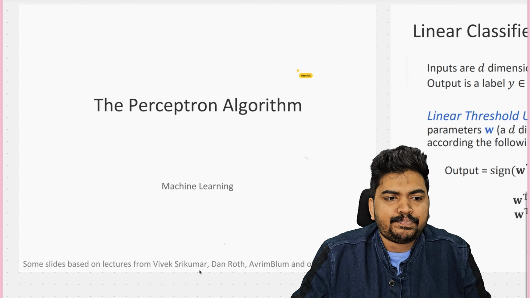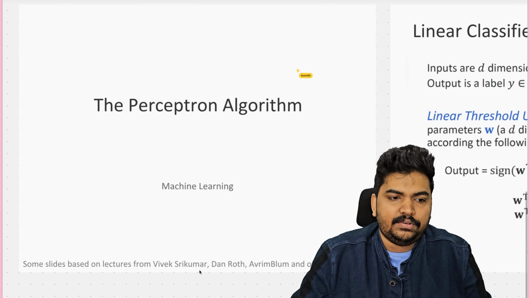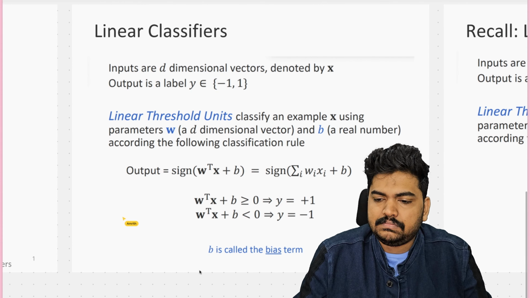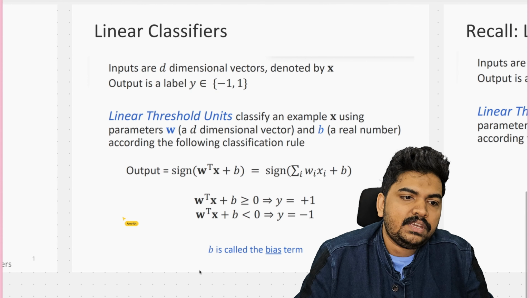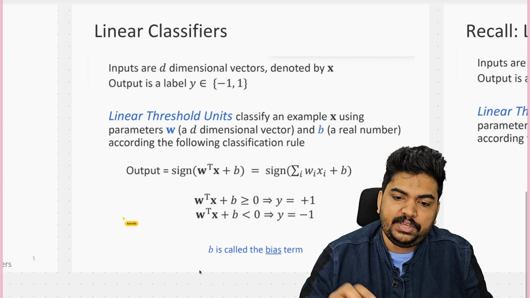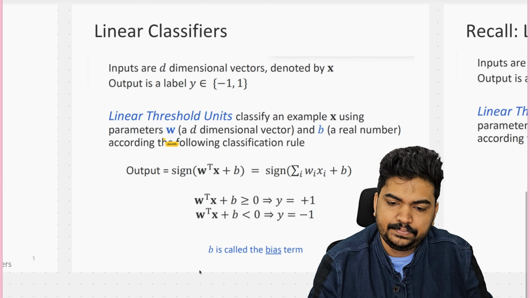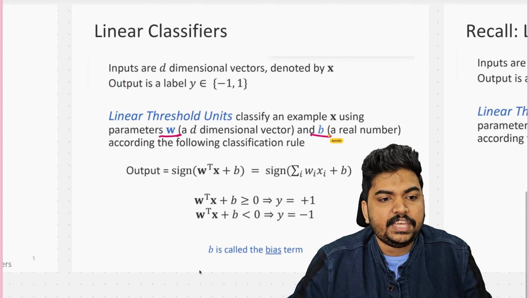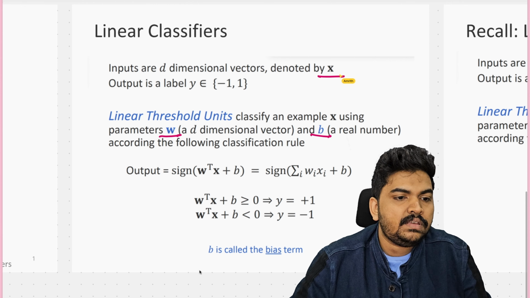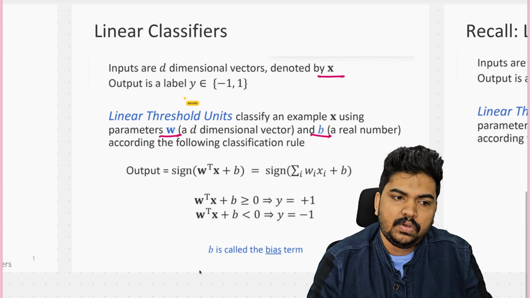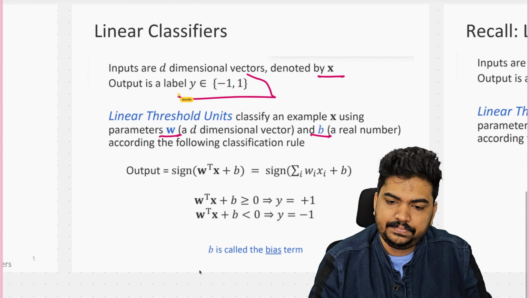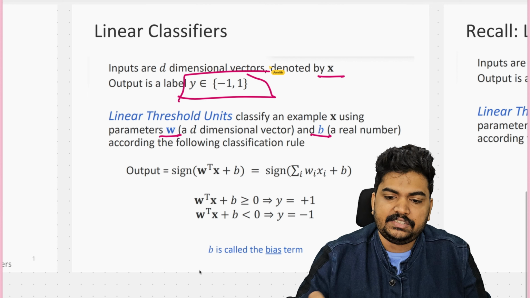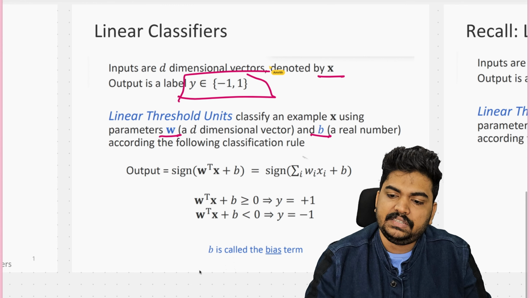So let's have a look into the Perceptron algorithm. Linear classifiers, which are also called linear threshold units, are defined by a weight vector W and a bias B. They operate on input vectors X and a label space of -1 and 1. Here, the input vector and the weight vector match their dimension.